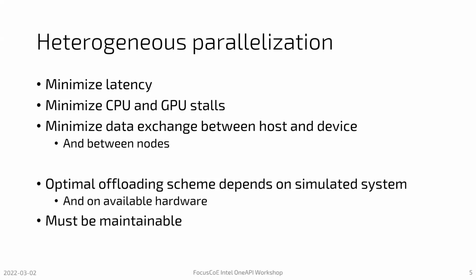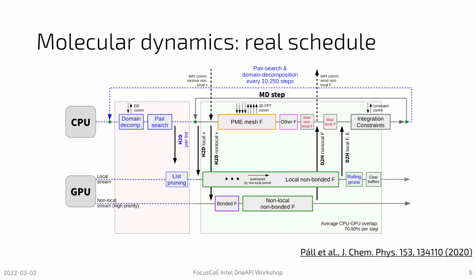Additionally, we want our code to be fast, but we also want to keep it relatively simple to be able to actually maintain it and develop it. So that's a tricky balance to keep. And because of this, the real workload schedule looks like this.